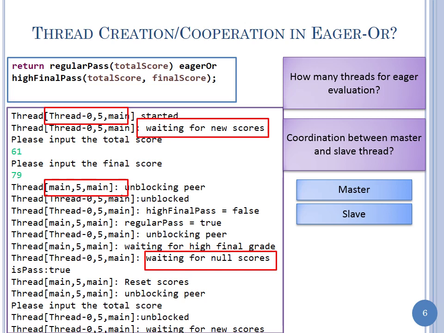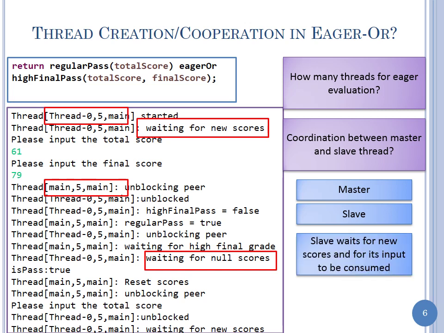You can do this problem in many ways, by the way. I didn't introduce any new variables. I just used the existing variables I had. So it waits for new scores and for its output, for its computed value to be consumed. So we have two waits. Okay? The exact algorithm doesn't matter so much. I'm trying to emphasize more the fact that we need a way to wait, we need a way to unblock, and we need a way to create a thread.